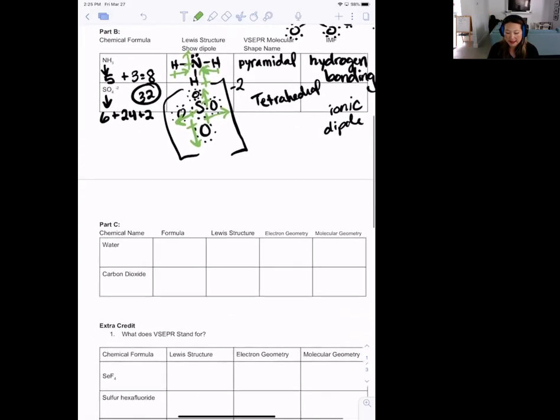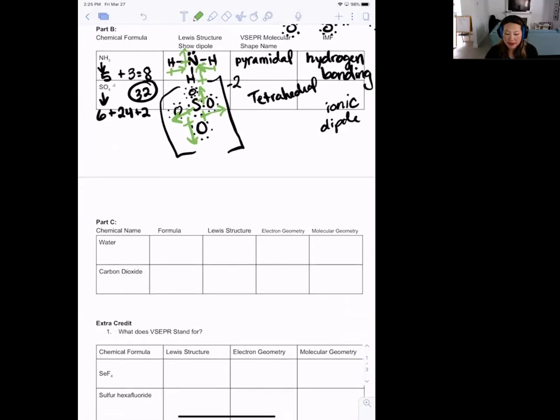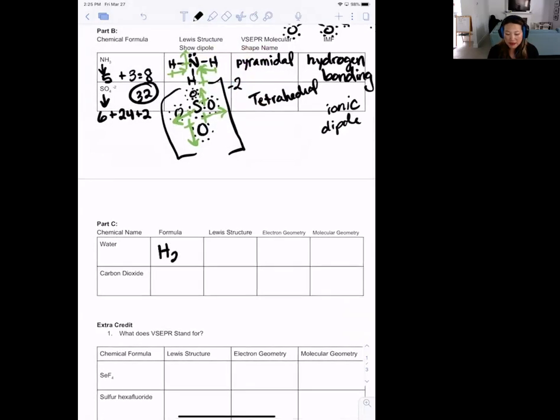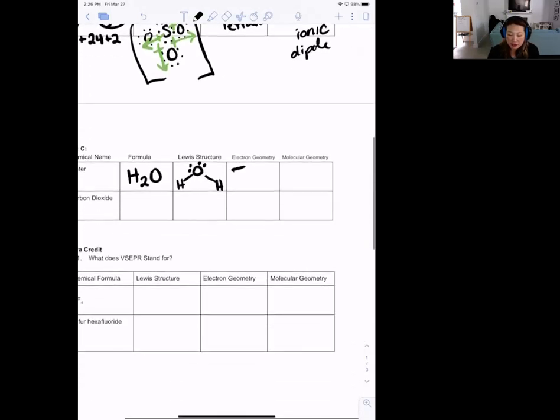Okay, let's look at the next section, part C. Part C, we're going to write the formula. So water is H2O. Its Lewis dot structure: well, hydrogen has 2, oxygen has 6. We should be very good at drawing water at this point. Its electron geometry: there are 4 areas in which electron pairs sit. So 4 areas means it's tetrahedral. And then its molecular geometry. Remember, the name changes if there's a lone pair. So for a tetrahedral with 2 lone pairs, we're going to call it bent.